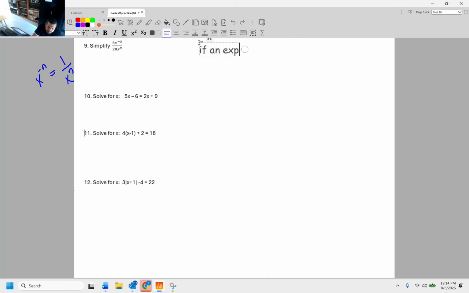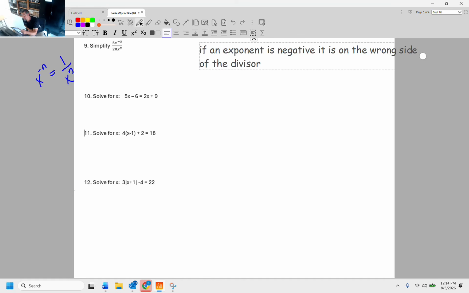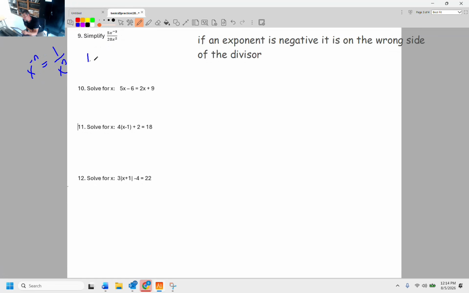If an exponent is negative, it is on the wrong side of the divisor. That's all it's telling you to do. It's telling you to shift. Obviously, we're going to do some work with the numbers too. Like you got 5 over 20. That's 1 and 4. We're going to shift this x to the -3rd down low, make it x cubed, and we also had an x squared.